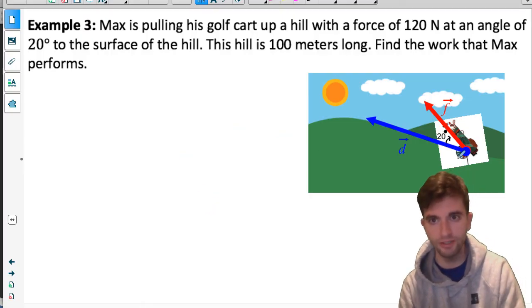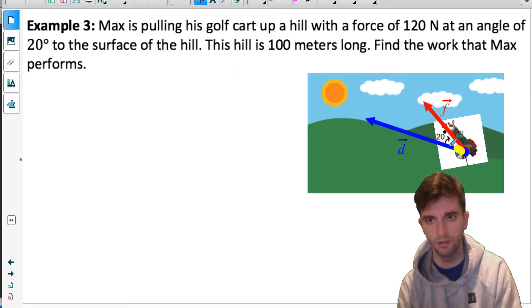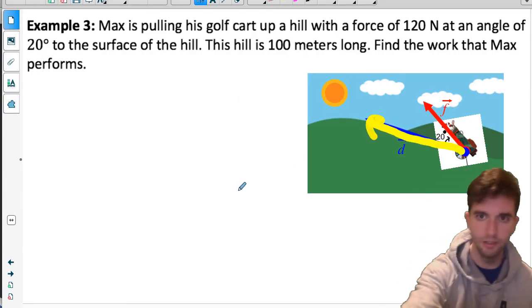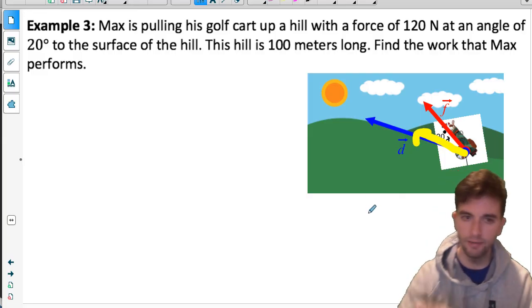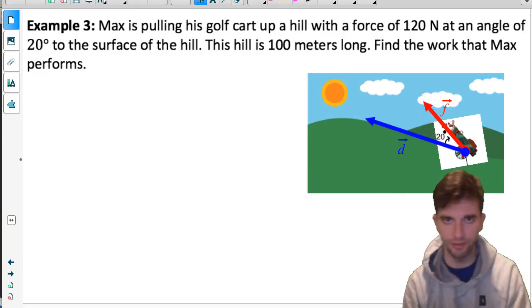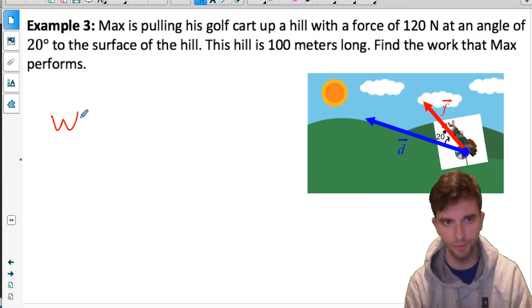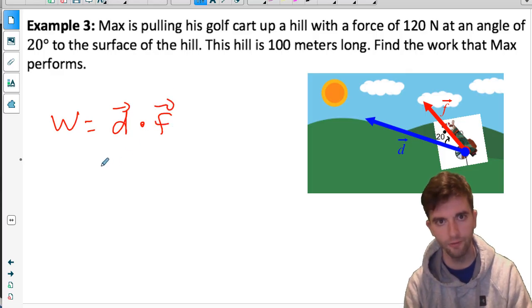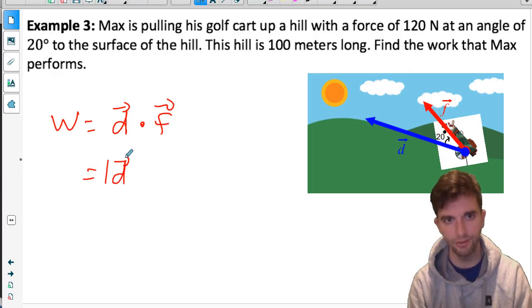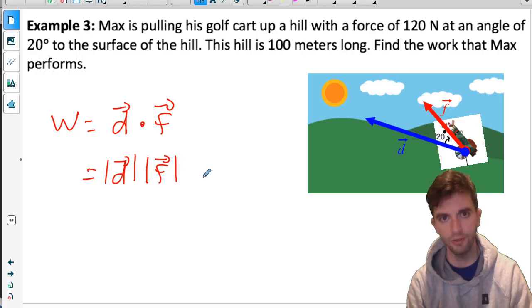All I'm trying to do, to calculate work, I'm trying to figure out the magnitude of the displacement vector, that vector, with the magnitude of the force vector that's going in the direction of the displacement vector. So times the magnitude of the projection of f onto d, which would look like that vector right there. And that's just the dot product between the two vectors. So I'm just doing displacement dot force. And that just equals the magnitude of the displacement times the magnitude of the force times cosine of the angle between them when they're tail to tail.